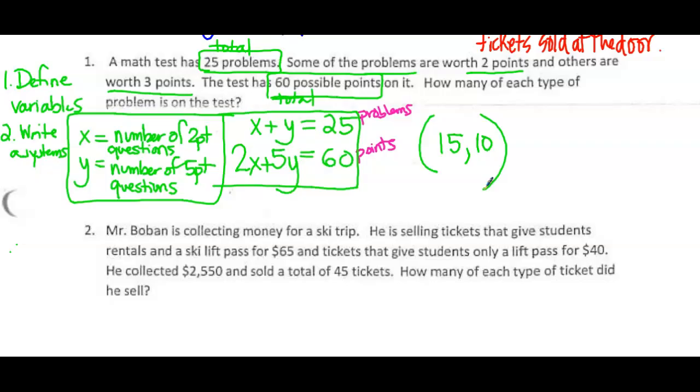So going back over here to our steps, number 1 is define the variables. Number 2 is write a system. Number 3, you're solving. We solved, but we're still not done because there's one last step, number 4. Number 4 is write your answer in a sentence. So our answer is 15, 10. Now remember, the ordered pair is x, y. And we defined what x and y represent. X is the number of 2-point questions. Y was number of 5-point questions.